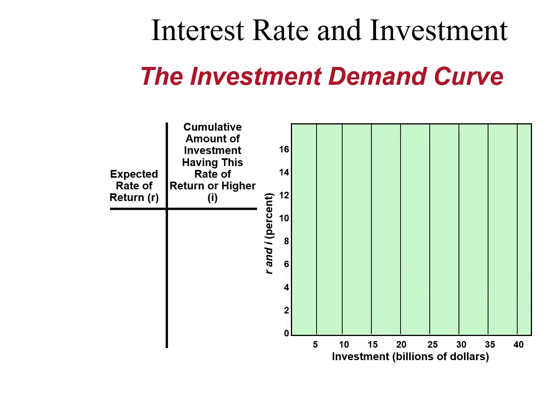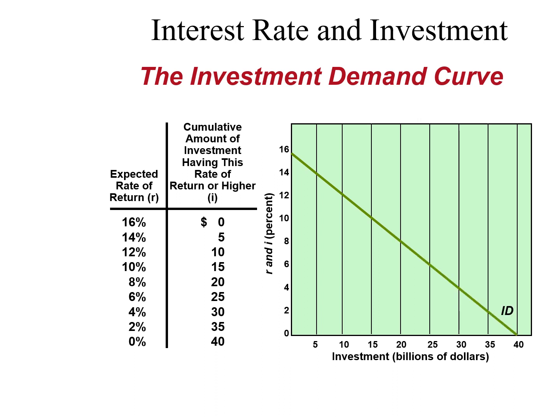Presented numerically on the left and graphically on the right, the relationship between the expected rate of return and the real rate of interest. Lower interest rates increase investment spending. Notice that at a low interest rate of 4%, total investment spending is $30 billion. At a much higher interest rate, 12%, investment spending falls all the way to $10 billion.